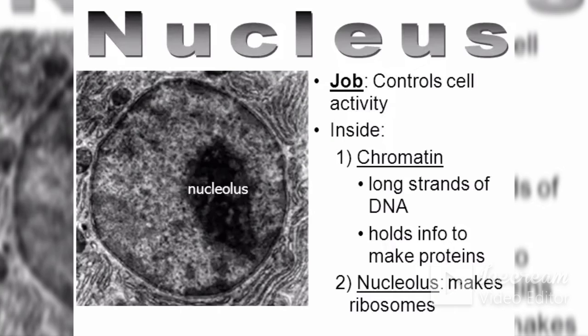When we look at this picture right here, we can see a nice electron microscope picture. The overall round object is the nucleus. You can see the dark spot is the nucleolus. A really nice picture here of the nucleus and the nucleolus.